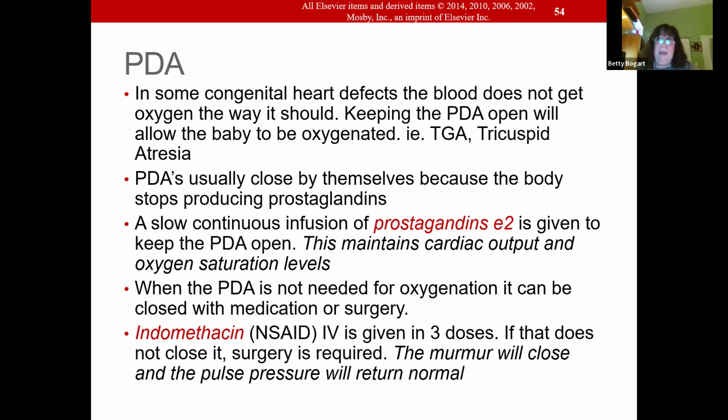Now, many premature infants are born, and it seems mostly premature, sometimes normal sized children, but many times premature, it doesn't close. So we have to do something to stop those prostaglandins. We need it to stop. We give something called indomethacin. Indomethacin is actually an NSAID, and it's given IV. And when we're giving it, we can hear the murmur close, and we can see the pulse pressure get closer to where it should be. And we know, oh, look, the indomethacin is working.